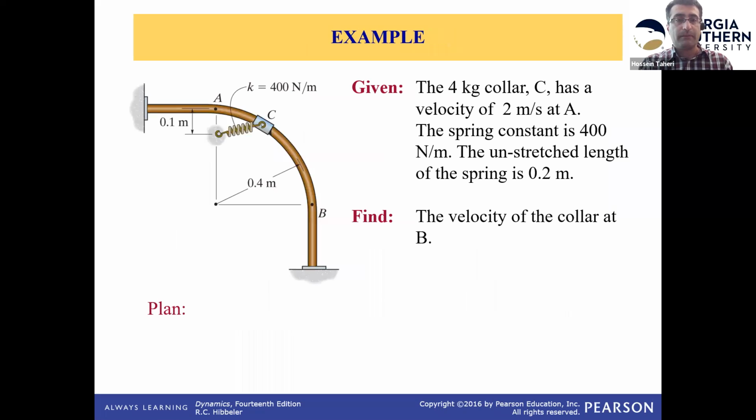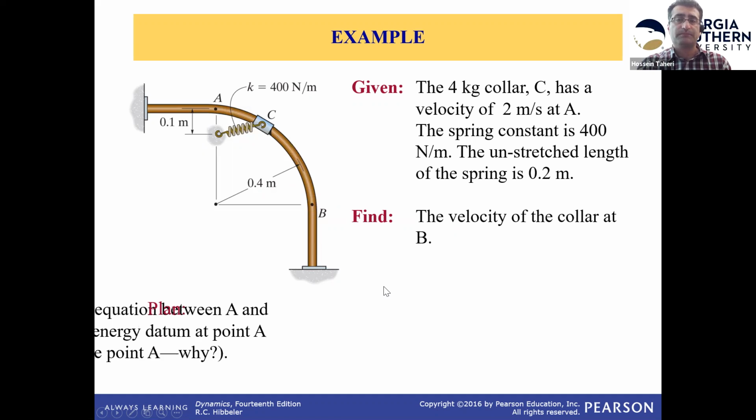All right, an example here. Look at these schematics. We have a 4 kilogram collar here with a velocity of 2 meters per second at point A at this location. The spring constant is 400 Newton per meter. The unstretched length of the spring is 0.2 meters. We want to find the velocity of this collar at point B when it moves down the line like this.